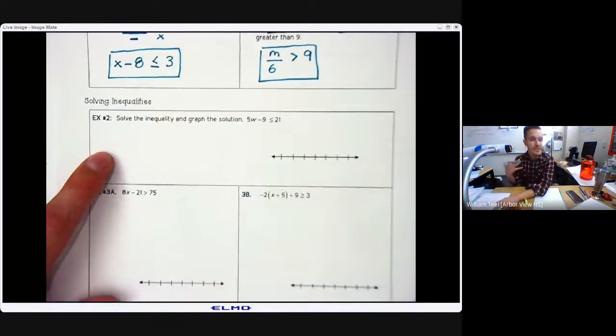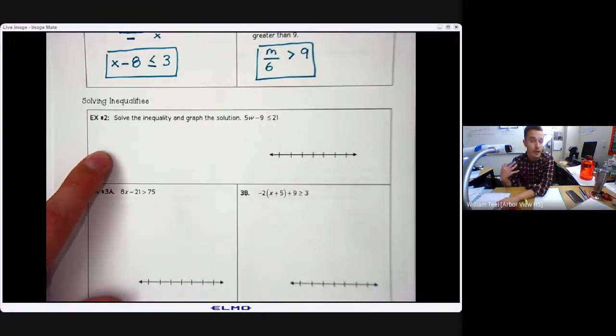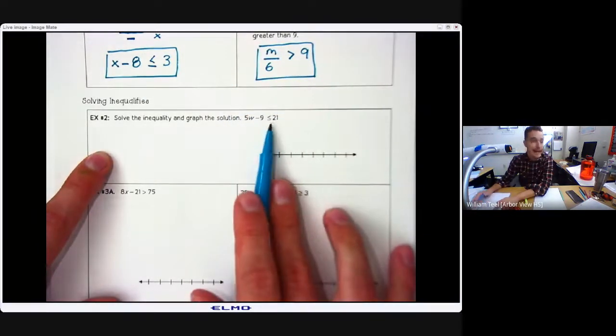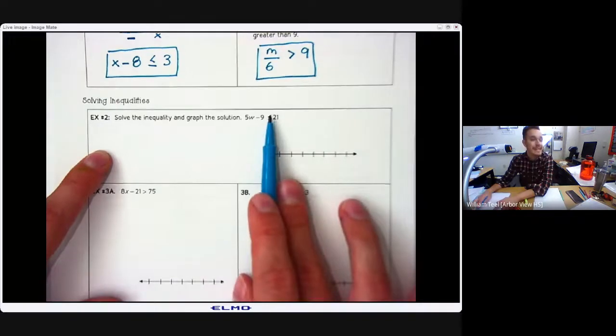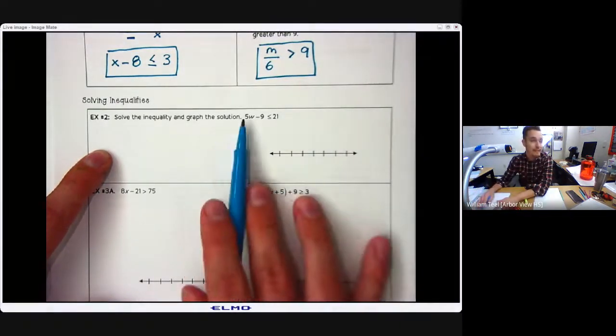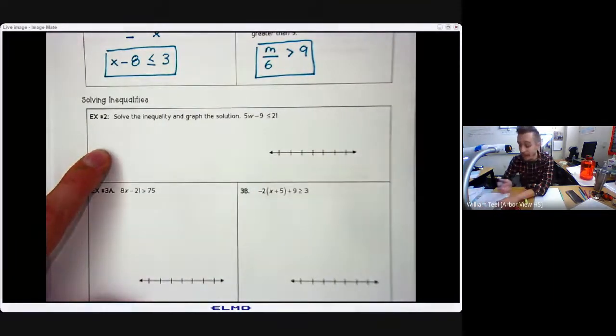I want you to solve this just as you would a regular algebraic expression, okay? So think of this right here as an equal sign. We're going to solve it the exact same way. The only time that this gets a little funky is if we have to divide by a negative. And if that happens, I'll show you what's happening. So if we have 5w minus 9 is less than or equal to 21, the first thing we're going to do is try to get w by itself.